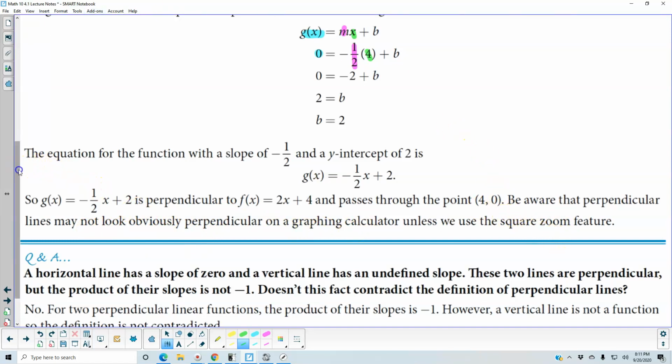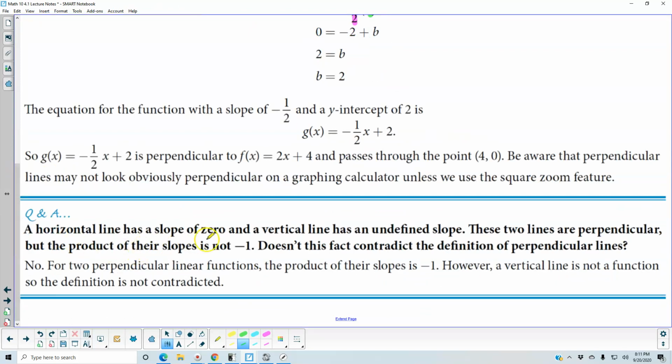Now, a horizontal line has a slope of 0 and a vertical line has an undefined slope. These two lines are perpendicular, but the product of their slopes is not negative 1. Doesn't this fact contradict the definition of perpendicular lines? Well, no. Because for two perpendicular linear functions, the product of their slopes is negative 1. However, a vertical line is not a function, so the definition is not contradicted.